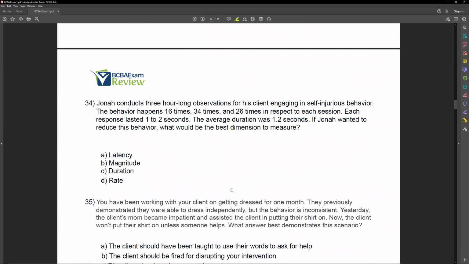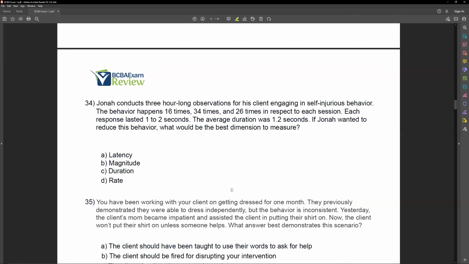34, Jonah conducts 3 hour-long observations for his client engaging in self-injurious behavior. The behavior happened 16 times, 34 times, and 26 times in respective sessions. Each response lasted 1 to 2 seconds. The average duration was 1.2 seconds. If Jonah wanted to reduce this behavior, what would be the best dimension to measure?